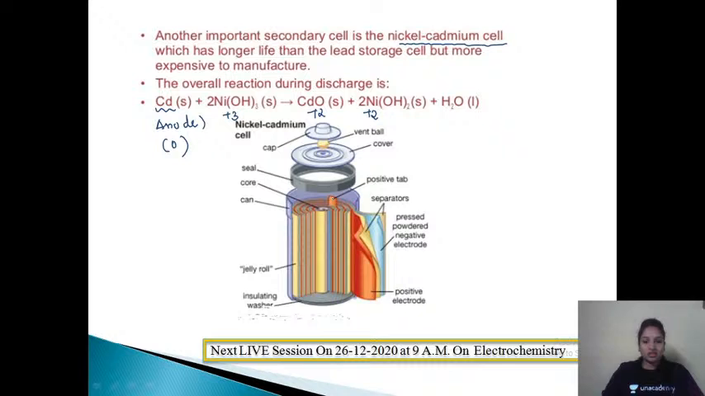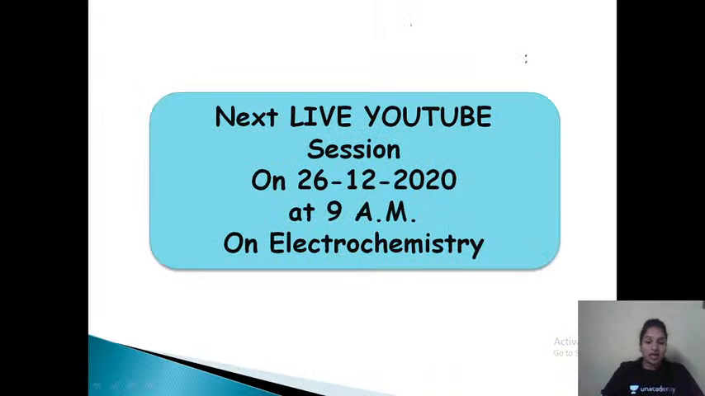So this is how a nickel cadmium cell looks. You don't have to go into details with the diagram because it's very complicated, but you should at least know which is anode, which is cathode, and what reaction is happening. So this is about primary batteries, secondary batteries, and all.